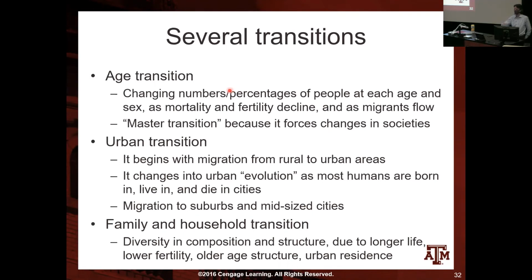Age transition is the change in the composition of the population, the change in numbers and percentages of people in each of the age and sex groups. Mortality decline increases the proportion of people in older ages. Fertility decline decreases the percentage of people in younger ages. Migration inflows increase the proportion of people in labor ages. Age transition is usually referred to as the master transition because it's related to all components in demography, mortality, fertility, and migration, and it forces changes in society.